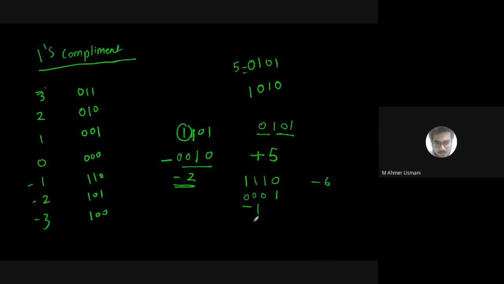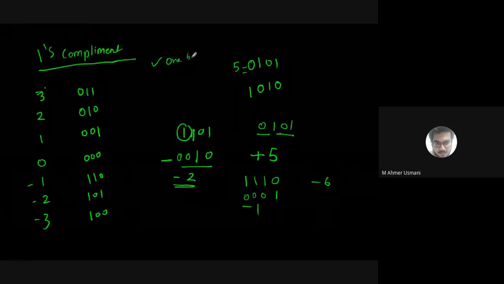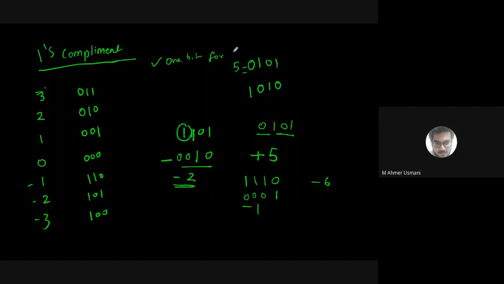Is it working perfectly fine? Yes, sir. That means still it has one drawback. What is the one drawback? It is wasting 1 bit for sign. 1 bit for sign is being wasted. Right? Yes. But is there still a second drawback? Let's check. We'll just check the second drawback. What is the second drawback?